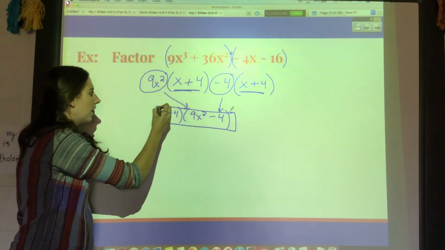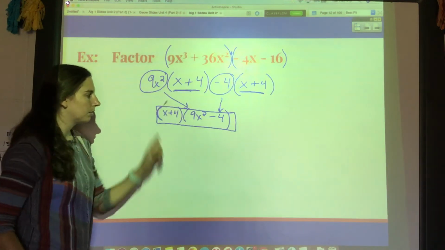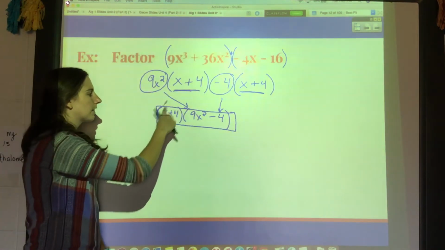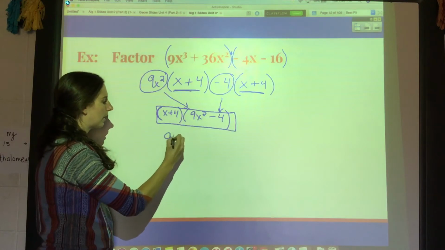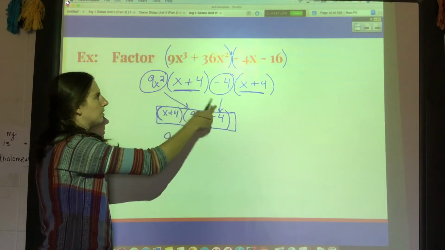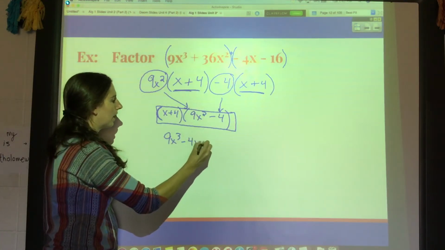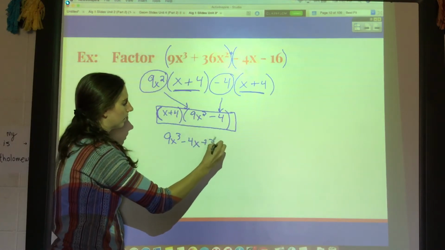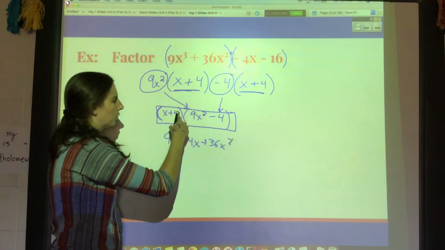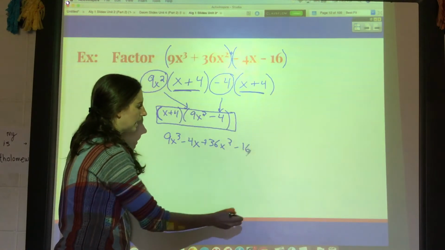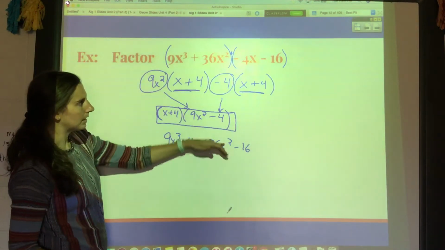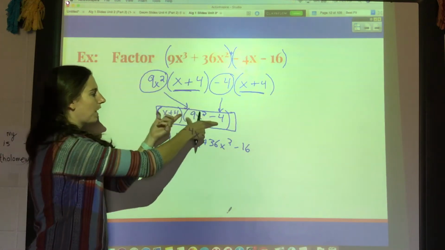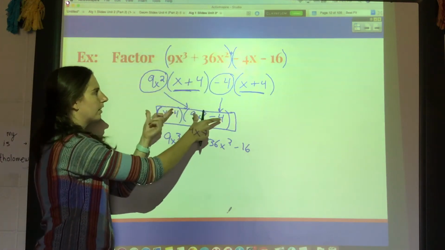Also, I could always check my work by multiplying it out and making sure I got back to here. So x times 9x squared is 9x cubed. x times -4 is -4x. 4 times 9x squared is 36x squared, and 4 times -4 is -16. It's a little out of order, but I did get back to the original, which is good. That tells me these are the factors of this. They multiply together to give me this.